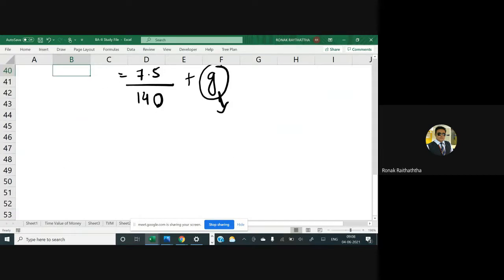So sir, G is retention ratio multiplied by ROE or ROI. In this case, ROI is given. Return on equity is not given. Return on investment is given to us.